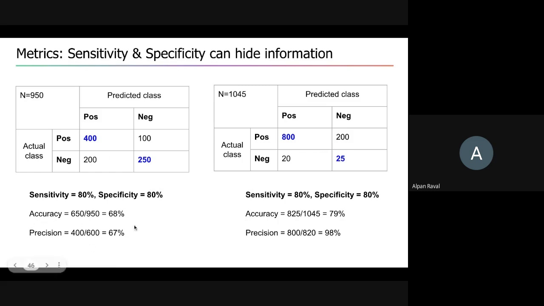So here the accuracy of this classifier is 68%. Here the accuracy is 79%, even though sensitivity and specificity are the same for both. Precision here is 67%, whereas this has a much higher precision of 98%. And that's because it's predicting very few negatives.